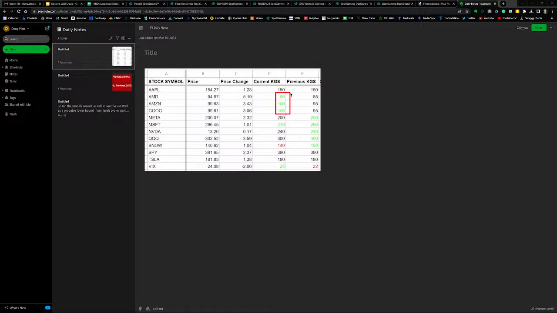Green indicates that the number, the key gamma strike, increased from the previous day. And I take that as a bullish signal. That means that traders are positioning themselves for higher prices. Right. Traders are positioning themselves and accepting higher prices, and they're buying calls that are further out of the money, increasing that key gamma strike. So that's green indicating the increase from the previous day, red indicating a decrease from the previous day.